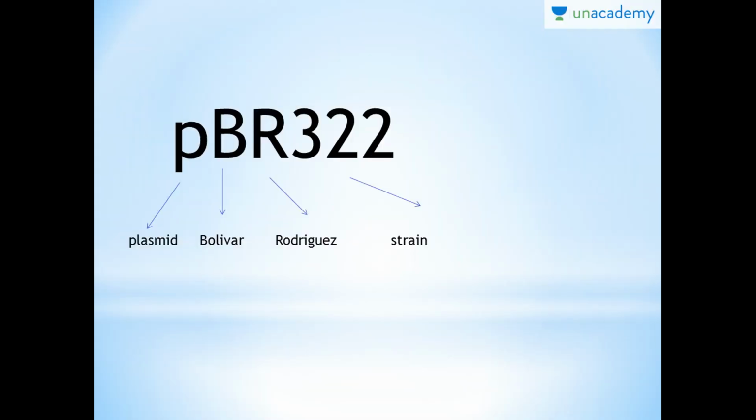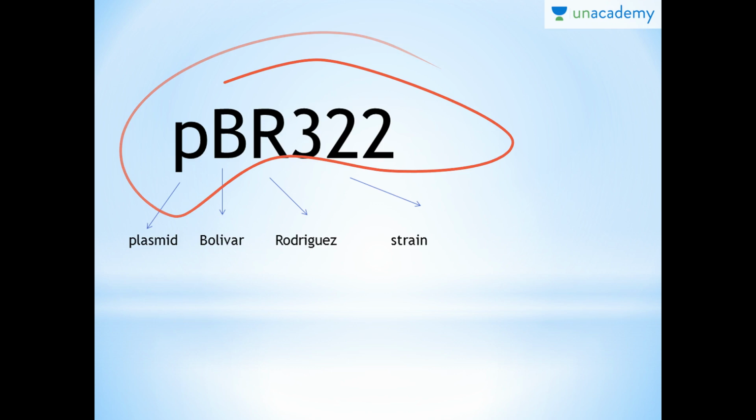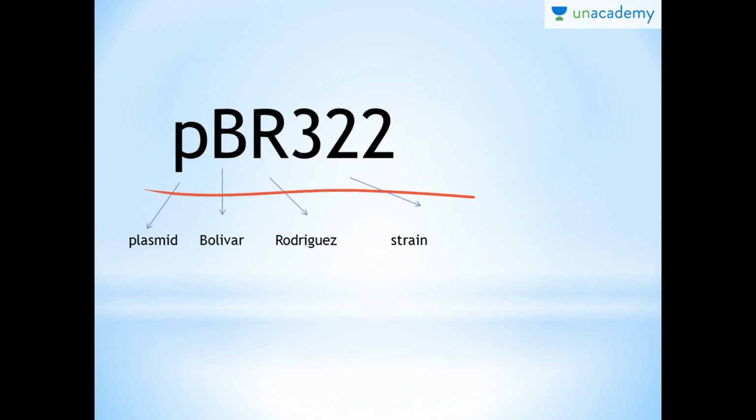This is pBR322, the first vector, and its name has been derived like this: p means plasmid. What is a plasmid? Plasmids are extrachromosomal DNA present in prokaryotes, and this extrachromosomal DNA is circular in shape. For the construction of this vector, pBR322, two plasmids have been modified and a desired vector is constructed.